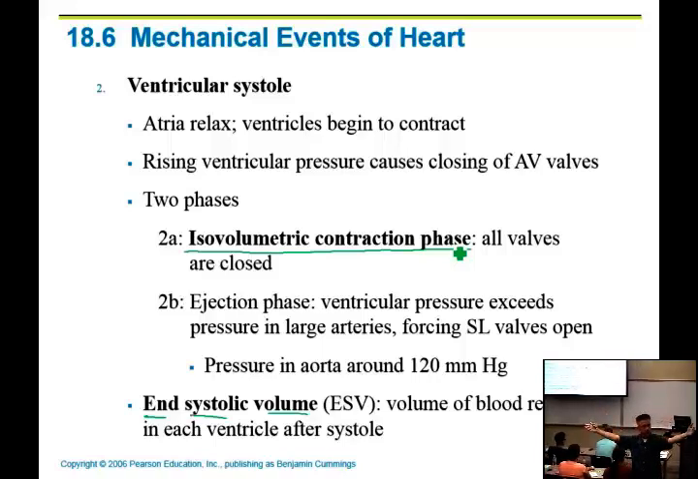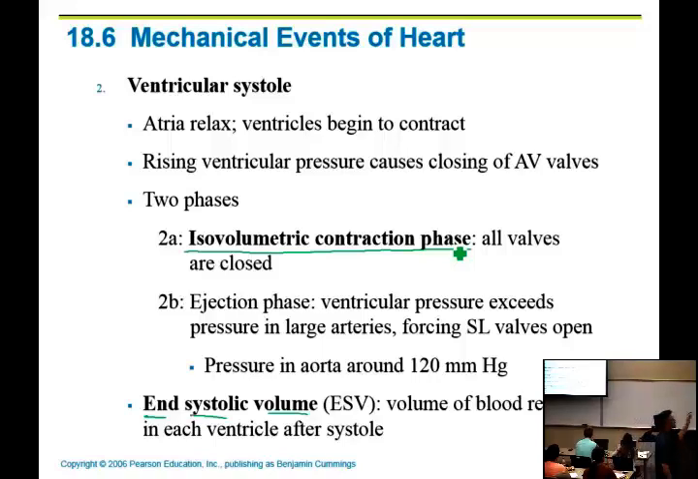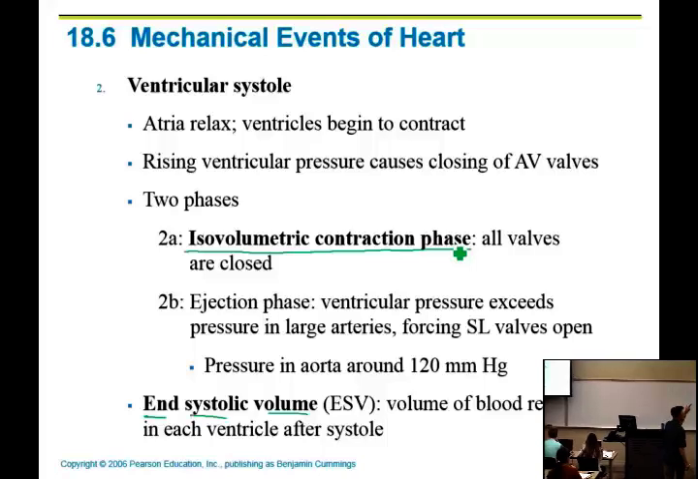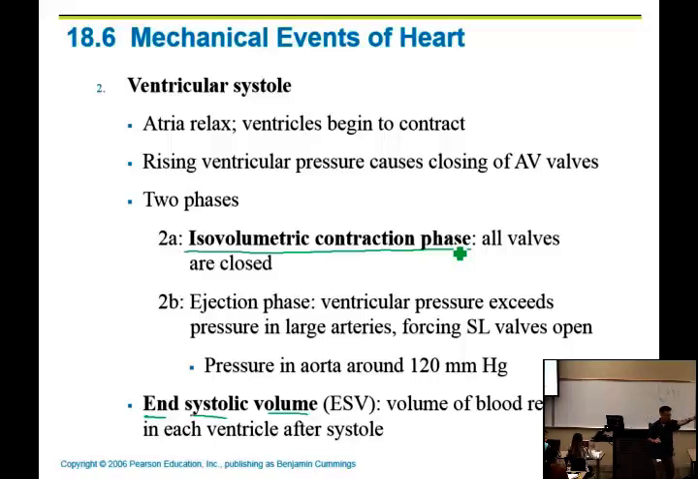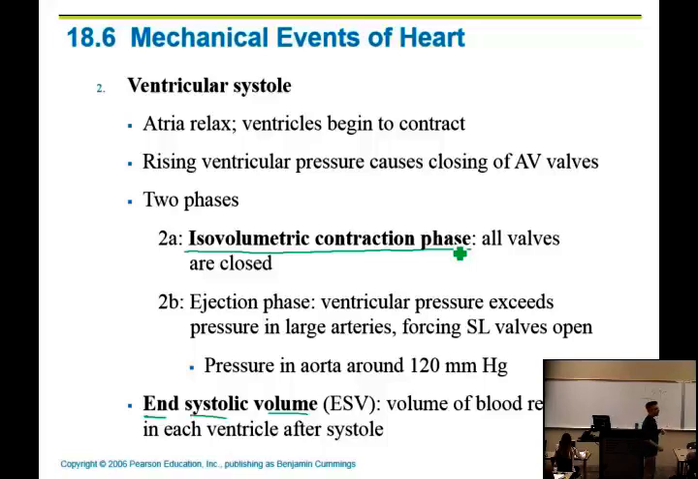And once the semilunar valve's open, now the blood's being ejected into the pulmonary circuit and into the arch of the aorta, and now it's exiting and doing the contraction that we normally think about. But there's this brief period of time when the ventricles are contracting, but the volume isn't changing yet, because we have the blood that's actually closing the AV valves and now opening the semilunar valves instead. Okay? Again, it's not something that you usually focus on.